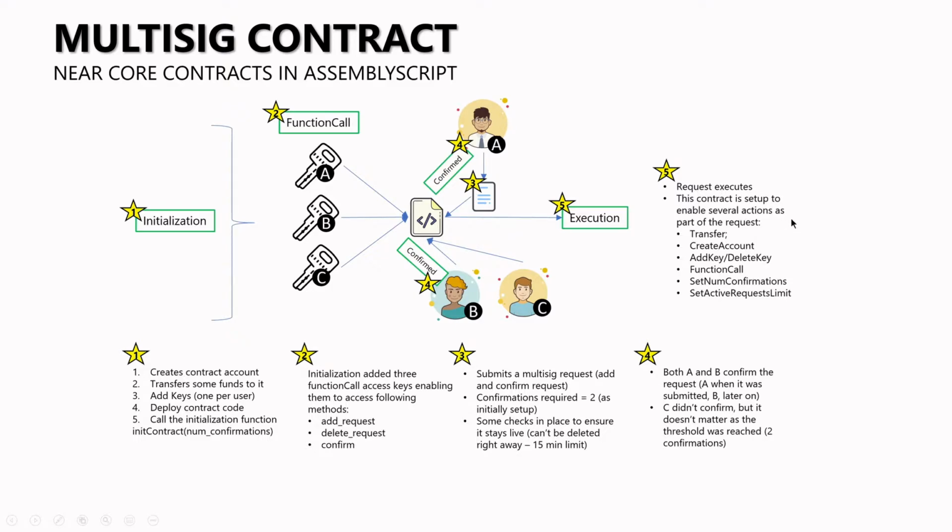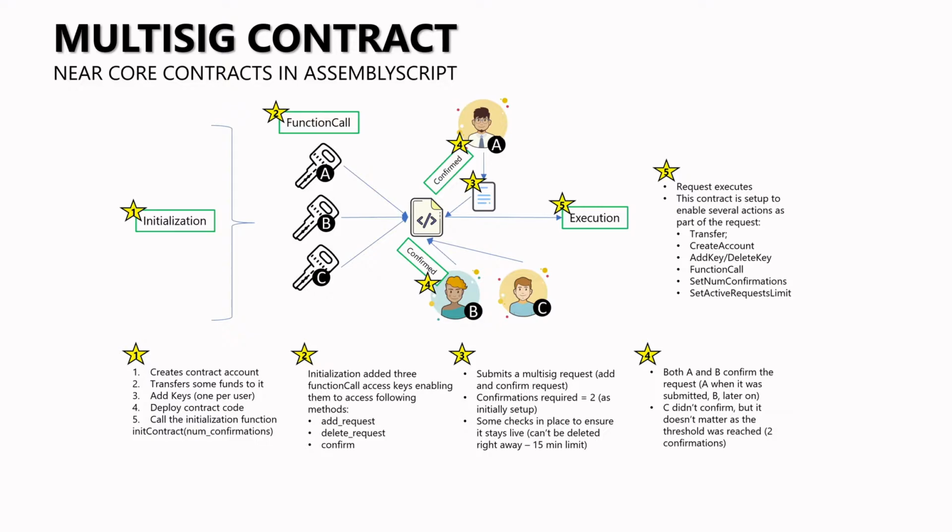When the request executes, it performs whatever actions were sent in as part of the multi-sig request, and this contract's been set up to enable several lower level actions, including transfer, create account, adding and deleting keys, function calls, and then we can also set a new number of confirmations on the contract and set the active request limit, which determines how many requests can be active in the system at any one time.